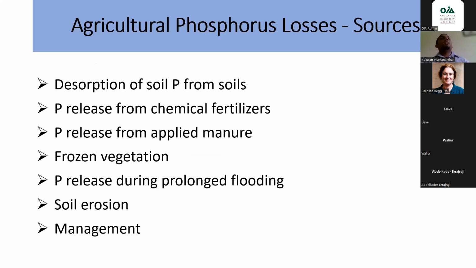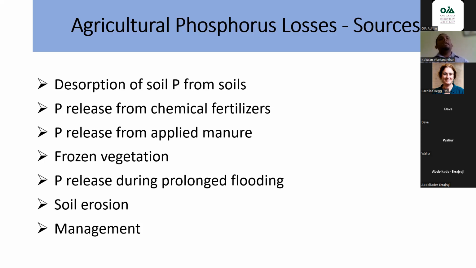The first is that phosphorus is dissolved from the soils into the standing runoff water. That is the primary pathway. And phosphorus can also be released from chemical fertilizers and from animal manure. And in cold regions, especially in Canada, the frozen vegetation could also contribute to phosphorus release to waterways.